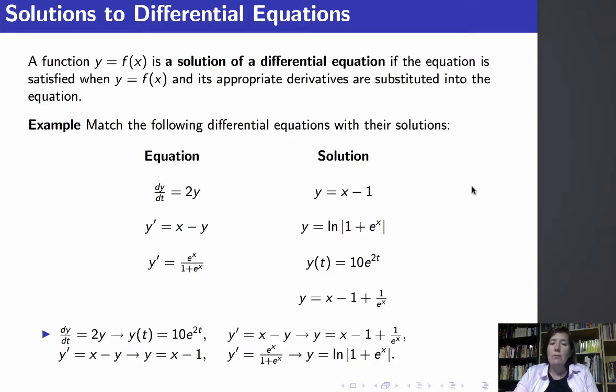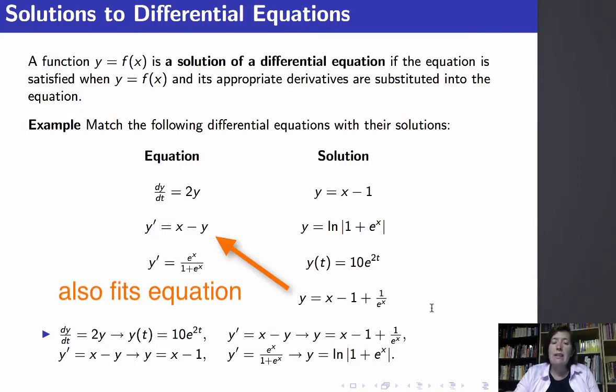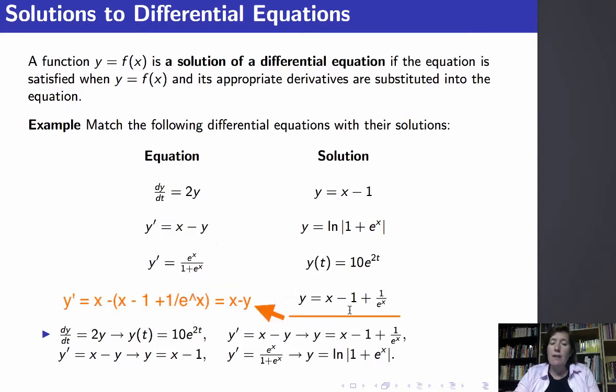fits the equation. We also see that y equals x minus 1 plus 1 over e to the x is also a solution to this differential equation, because if I take the derivative of this function, it's equal to x minus the function itself. So we see that this equation has at least 2 solutions, and in fact it has infinitely many solutions, and this ties in with what we've seen before for antiderivatives and for the differential equations we encountered in exponential growth and decay.